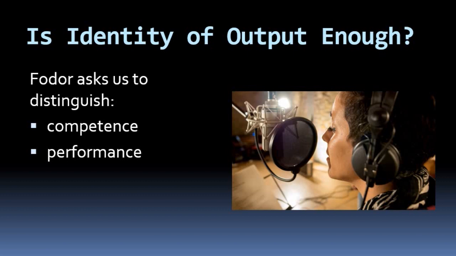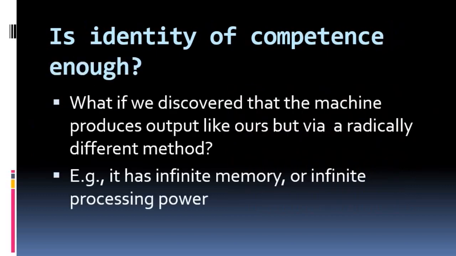Yeah. So identity of output doesn't seem to be sufficient. You want something more like identity of competence. So now the question is, is identity of competence enough? Suppose you built a machine that has the same competence for generating words as I do. Now we've built a machine. It can produce strings of words. It can answer questions. If disturbed off of its performance, it can find a way back, that kind of thing.